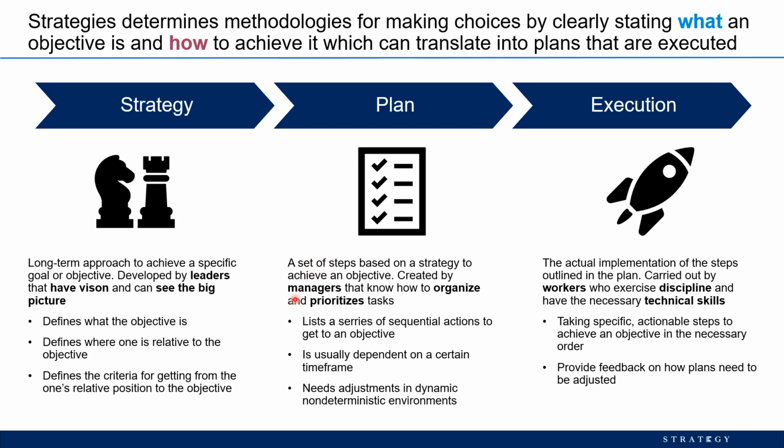Now, once managers make plans for how a strategy is to be executed, it is then passed on to workers who then exercise discipline and have the necessary technical skills to follow through with what the plan has stated. Now, realize that sometimes you might have to play multiple roles. If you're an entrepreneur, for instance, you will have to play the role of the leader, the manager, and the worker, usually at the very beginning.